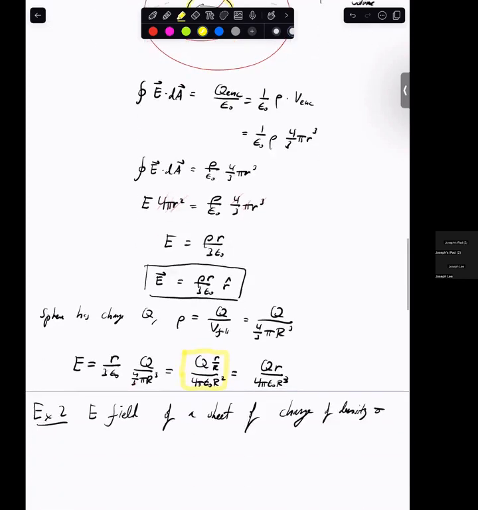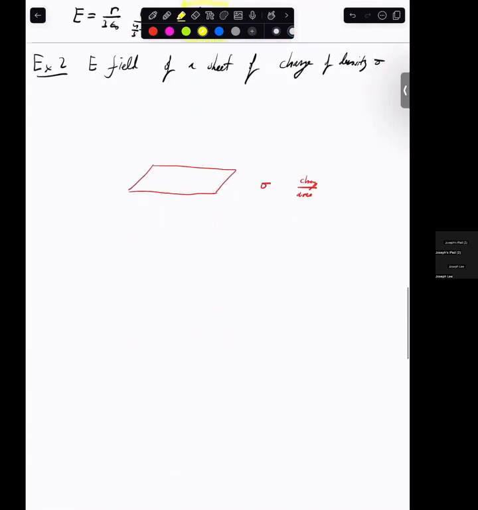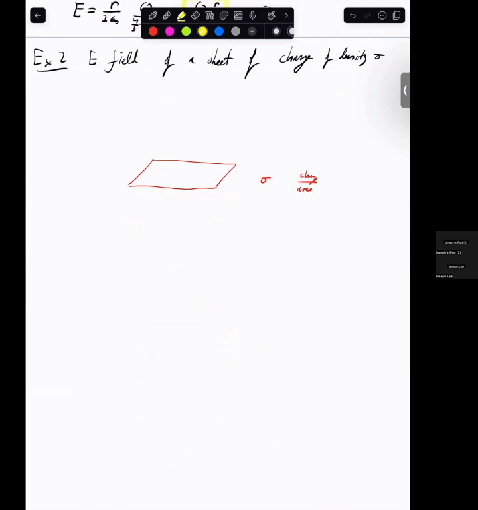Great, now let's move on to a sheet of charge. So now we have an infinite sheet of charge. It's drawn finite, but imagine it's infinite. The charge density is going to be sigma. This is going to tell me the charge over the area. So how do I solve this? The first thing I'm going to do is draw my pillbox. And I'm going to say it has an area A through this top surface.